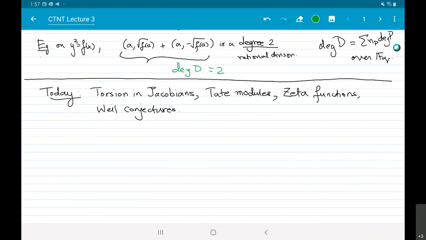Awesome. Great. Okay. So today I'm going to talk about Jacobians, Tate modules, zeta functions, Weil conjectures. Let's see how far we get.